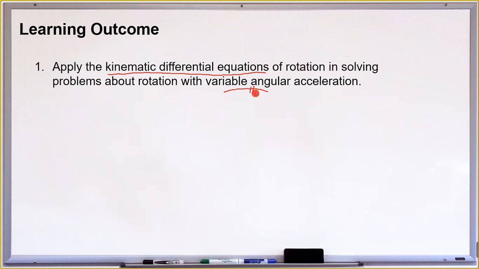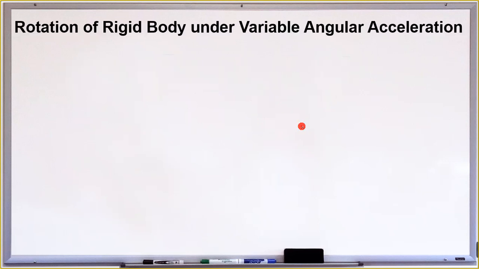The value of the angular acceleration here, alpha, is not constant, but nag-vary. So alpha could be a function of time, okay? Some form of a function or an expression or an algebraic expression. Now, let's analyze the methods in solving problems with variable angular acceleration.